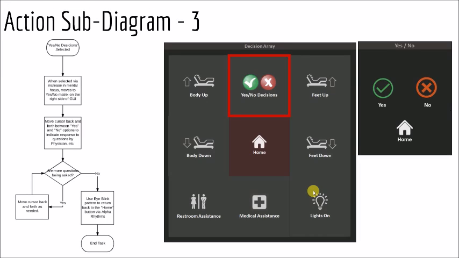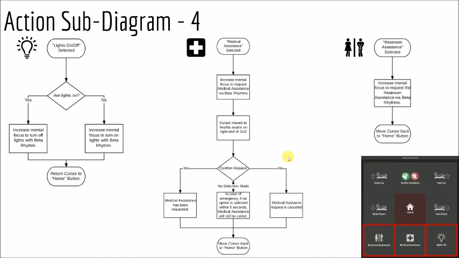The yes-no action will bring the user to the separate yes-no matrix on the right-hand side of the tablet. The user can then highlight their desired yes or no response by moving the cursor with mu rhythms. To exit the matrix, the eye blink pattern is used. The light can be turned on or off with increased mental focus based on the initial state of the light. After medical assistance is requested, the user will be asked to confirm or cancel their request. If no selection is made after 5 seconds, assistance will be called.